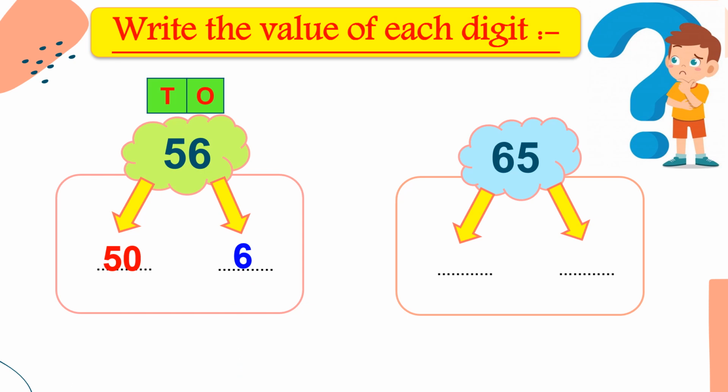Another one, I have 65. First step, ones and tens. 6 under the place of Mr. Tens. Mr. Tens take 1 0, so the answer will be 60. And 5 under the Mr. Ones, and the answer will be 5.